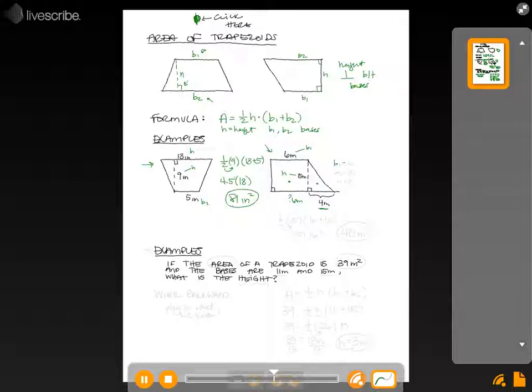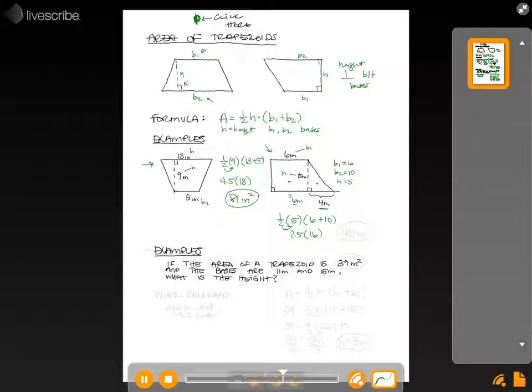So we know base 1 is 6. Base 2 is going to be 6 plus 4, so it would be 10, and then our height would be 5. And we could plug this into our formula, 1/2 times the height times base 1 plus base 2. And remember, we only do half of the height, so 2.5 times, and 6 plus 10 is 16.